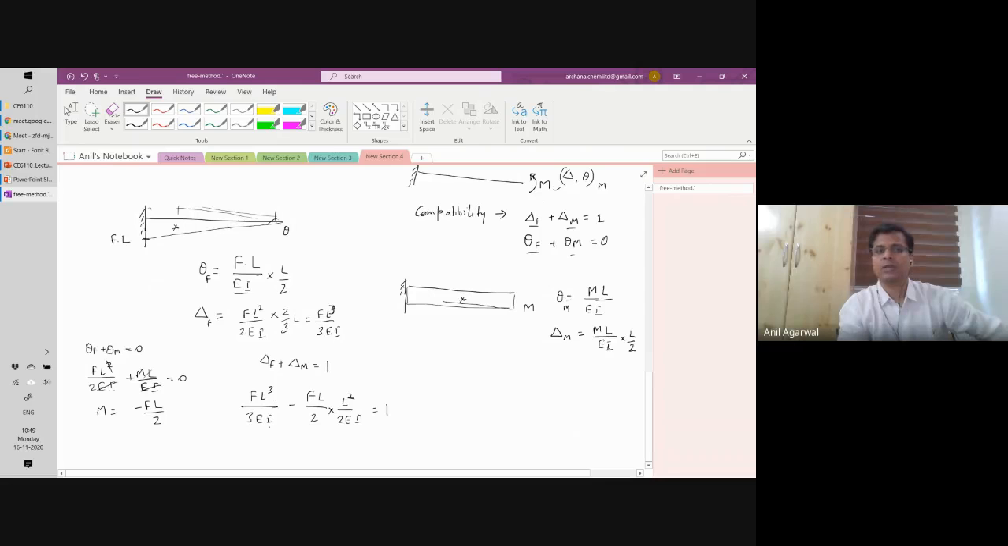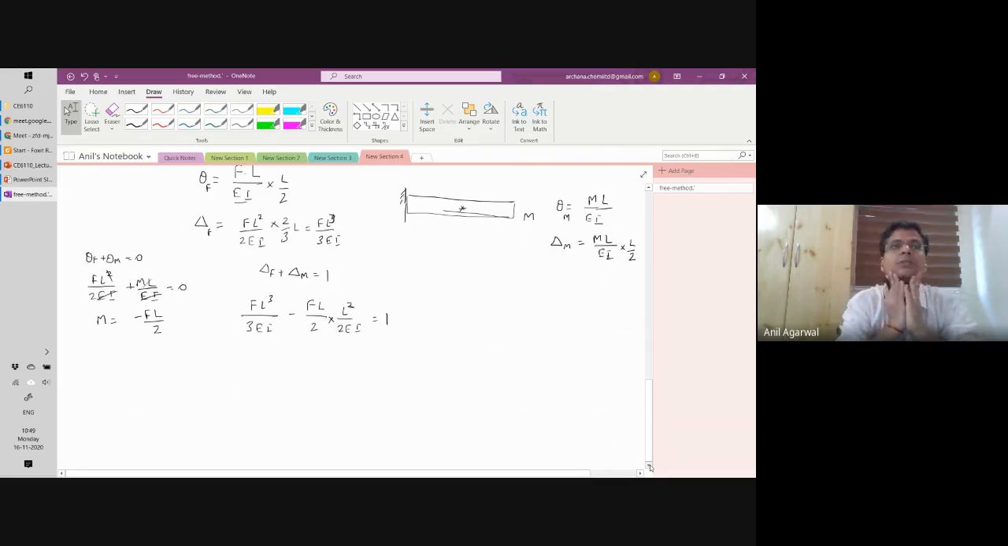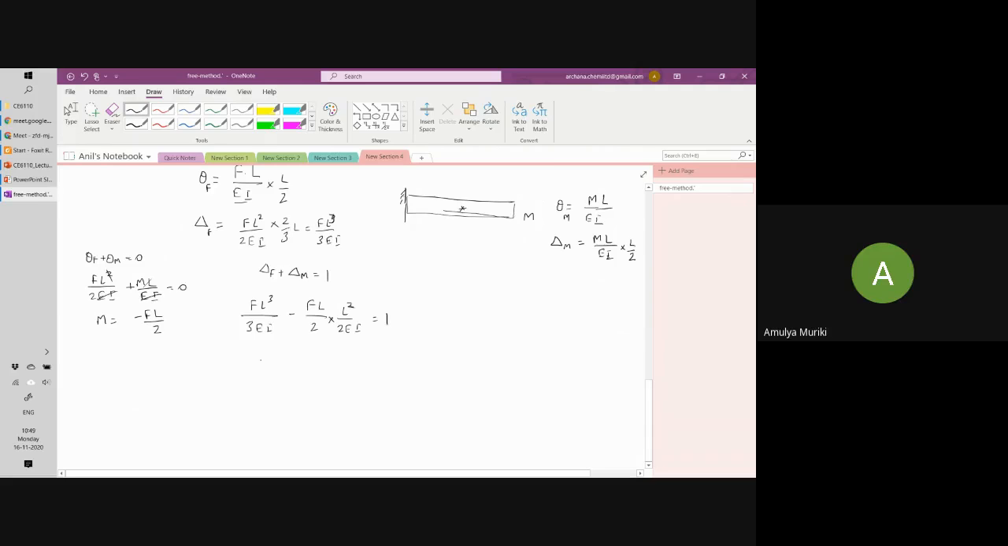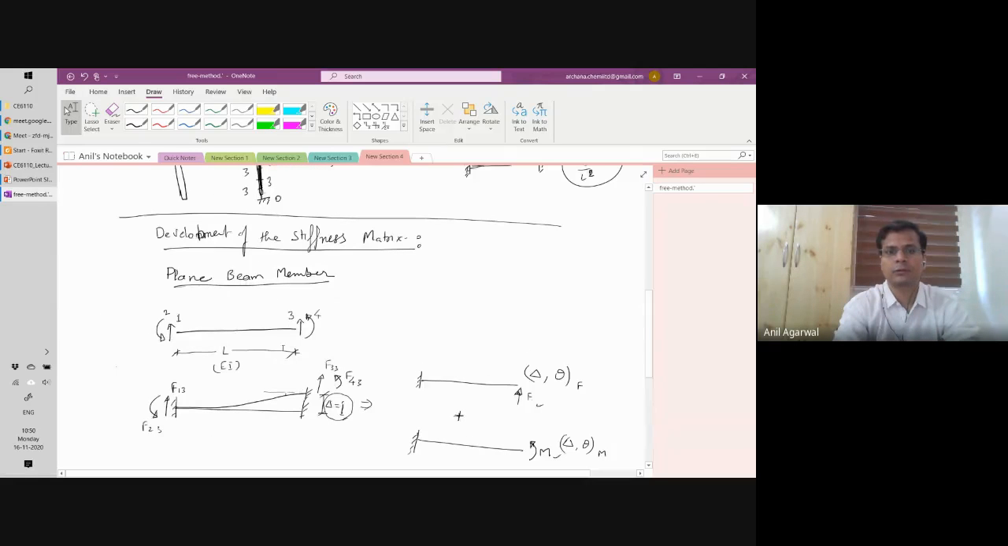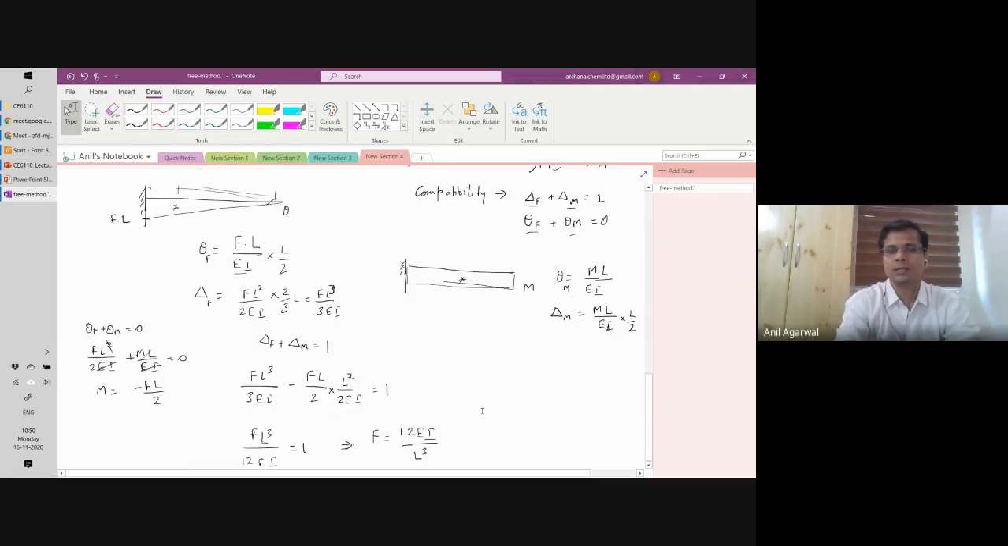So this is basically FL cube by 3 EI minus FL cube by 4 EI. What does that mean? 1 by 3 minus 1 by 4. 1 divided by 3 minus 1 divided by 4 is how much? 1 by 12. So FL cube divided by 12 EI is equal to 1, which means F equals 12 EI by L cube. And if you notice, this F was applied in the direction of the third degree of freedom. Correct? That's where it was applied.